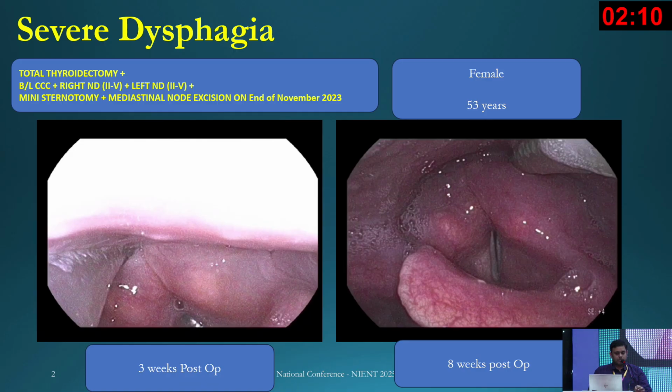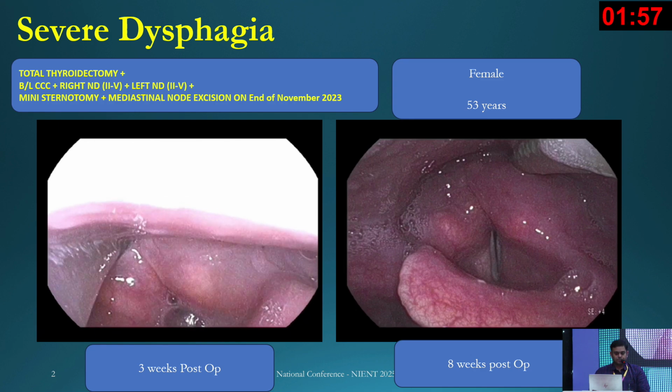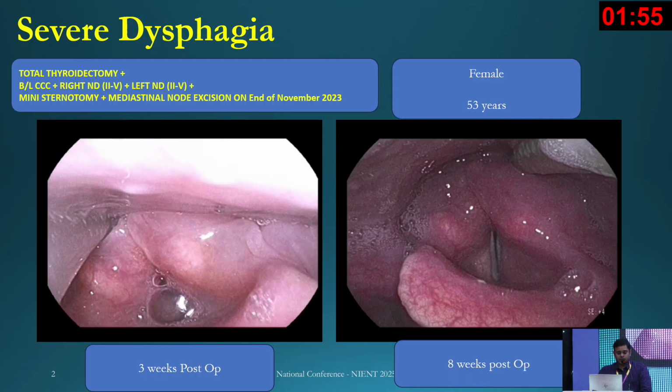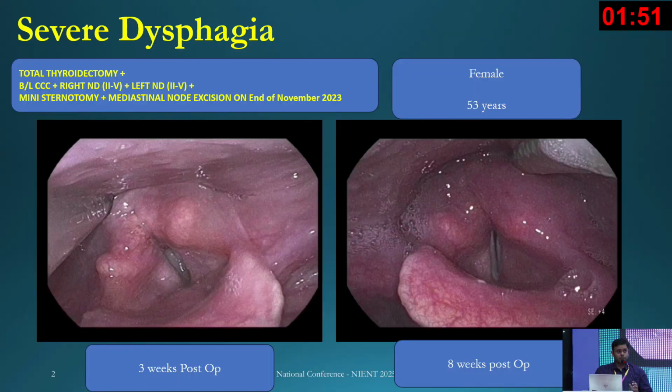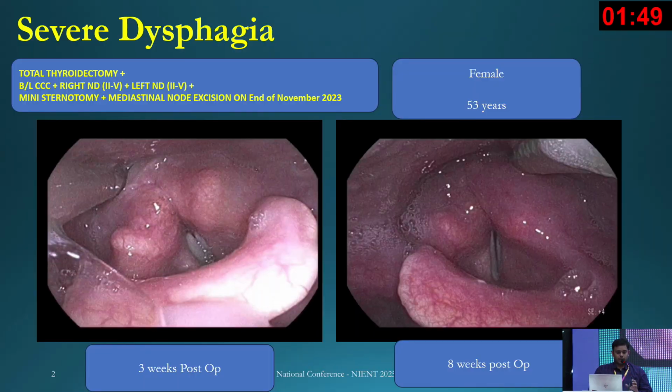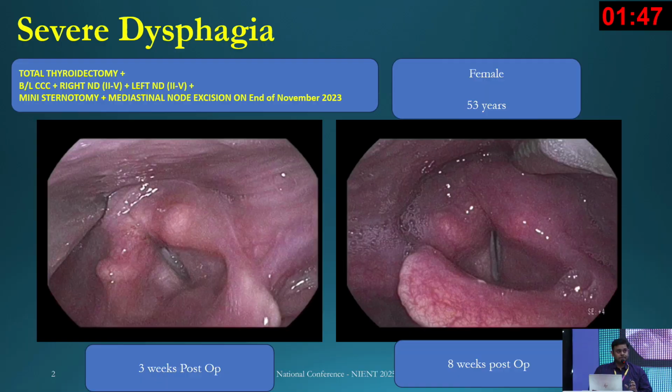Okay, second example: a patient with severe dysphagia post-thyroidectomy, a 53-year-old male. We did the procedure at two different time points, 3 weeks post-op and 8 weeks post-op. I'd like to play a video. As you can clearly see, there is severe laryngeal edema with secretion pooling, and a limited glottic gap is observed.